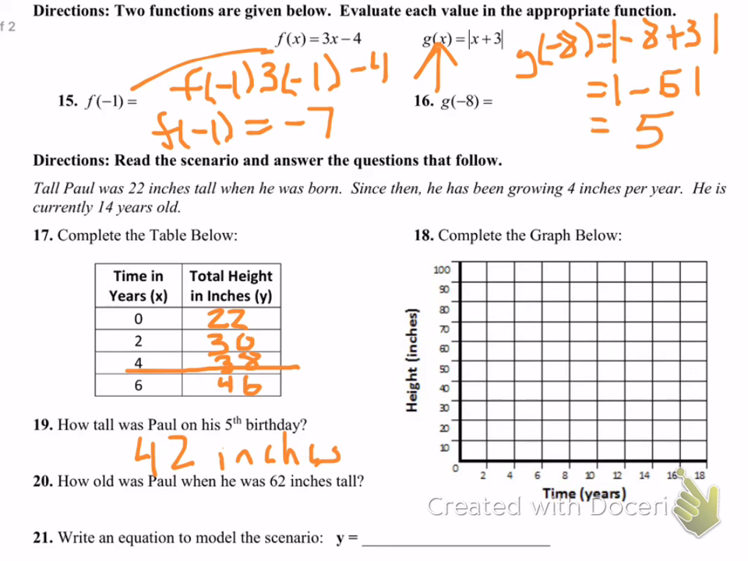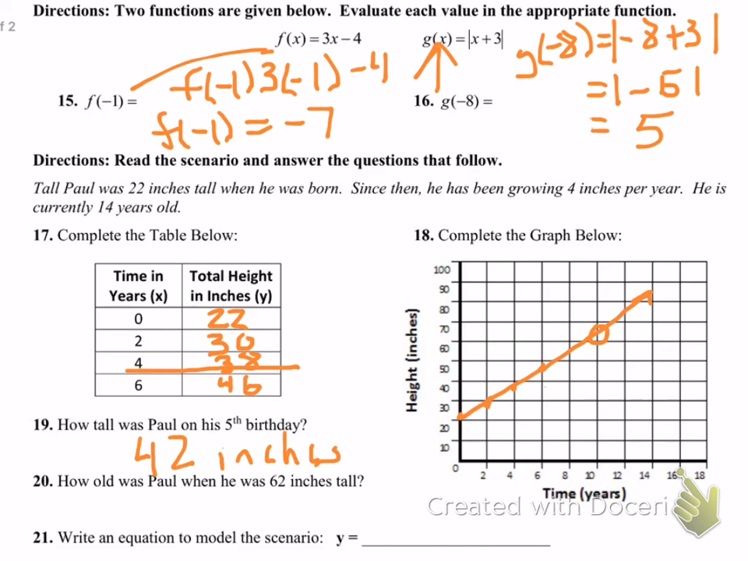I have 0, 22. So that's going to be right here. I have 2, 30. I have 4, 38. I have 6, 46. Sorry, it's not plotting. So if I were to connect that line, 62 inches would be falling somewhere in there. So it looks like he should probably be 10 years old.